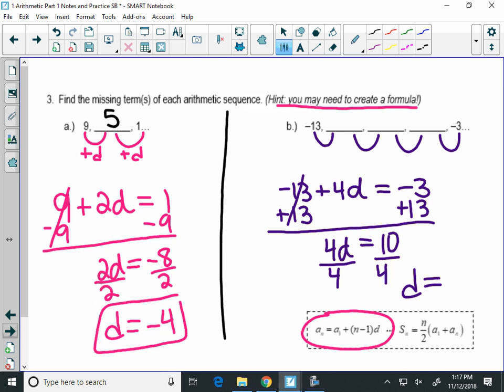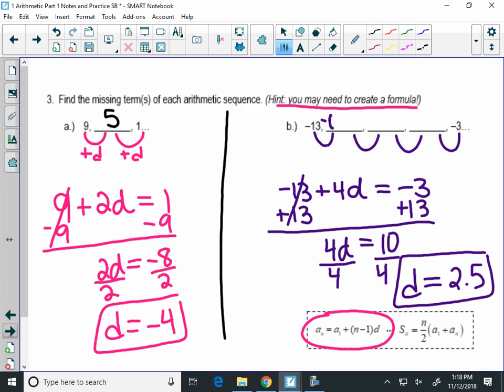So, what's 10? We're going to do long division later this year. But there are going to be a lot of x's involved next quarter. What's 10 divided by 4? 5 over 2, which is 2.5. We'll use 2.5. Because 2.5 is going to be a little easier than fractions when I have to add it to negative 13. What's negative 13 plus 2.5?